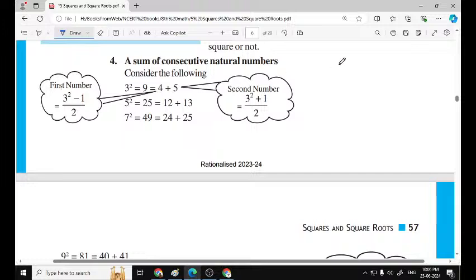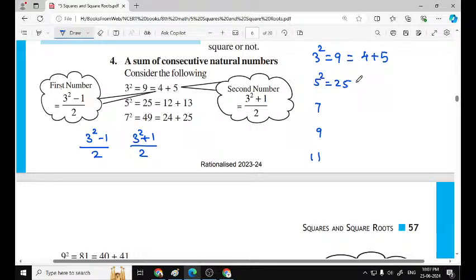This is also for odd numbers. Which are the odd numbers? 3, 5, 7, 9, 11 and so on. 3 square is 9, and that can be expressed as sum of two consecutive natural numbers. How to obtain those numbers? It is (3 square minus 1) upon 2 and (3 square plus 1) upon 2. 3 square is 9, 9 minus 1 is 8, 8 upon 2 is 4. 9 plus 1 is 10, 10 upon 2 is 5.